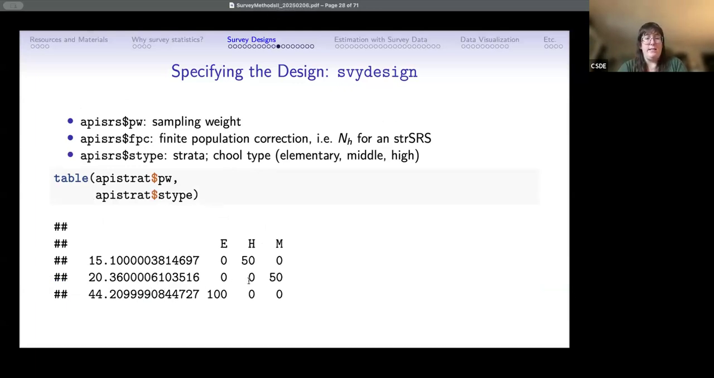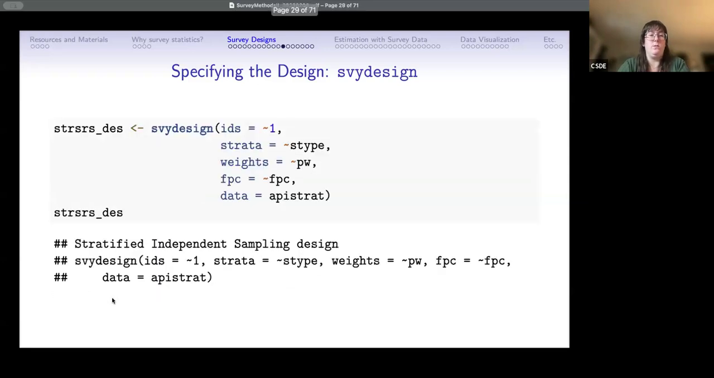If we want to look at the weights by school type now, we see that these weights of 15 belong to all of the high schools, the weights of 20 belong to all the middle schools, and the weights of 44 belong to all the elementary schools.